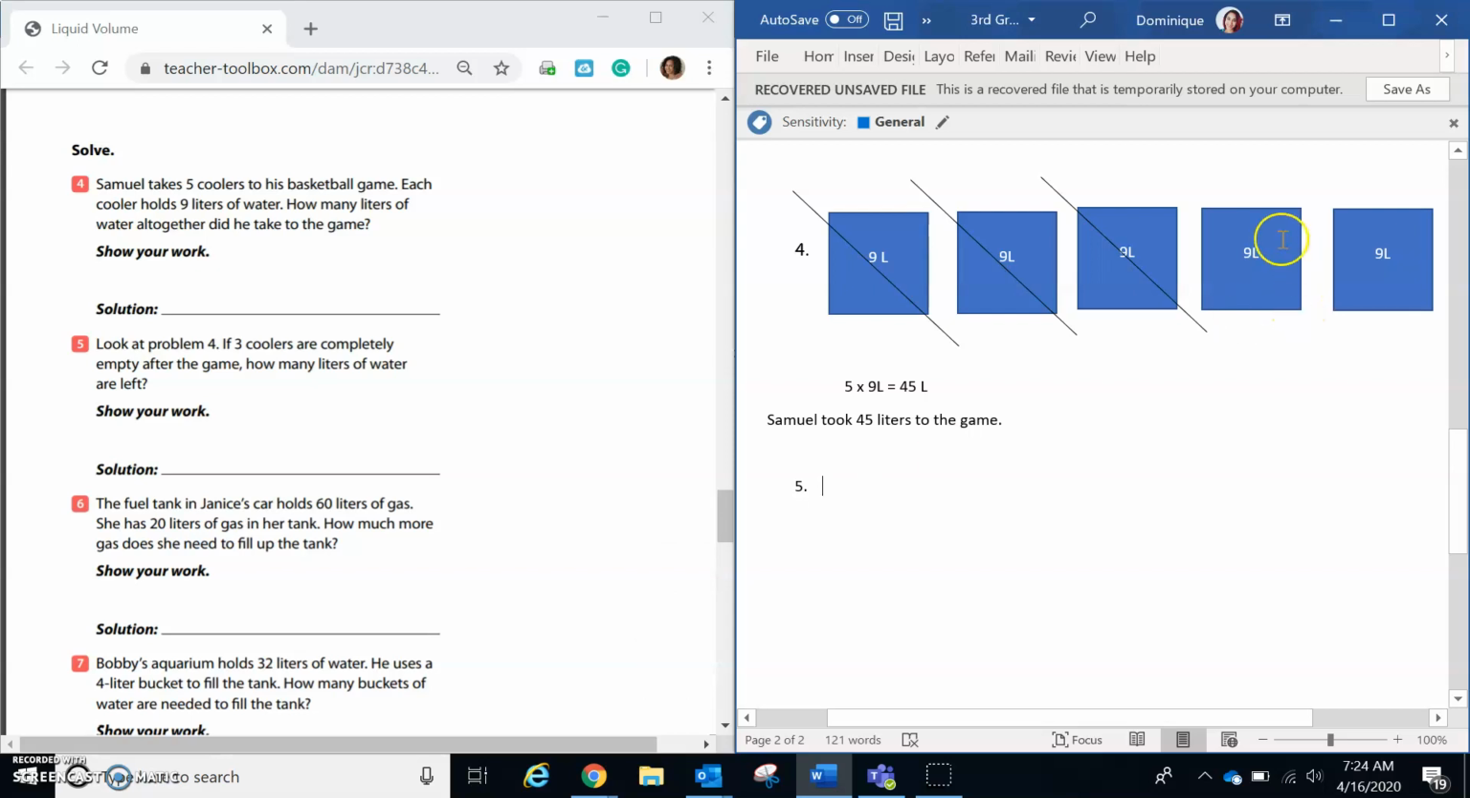Well, we can simply count. So we have 9 plus 9, or you could do 9 times the 2 coolers that we have left over, which would give us 18. 18 what, guys? Liters. And actually, we want to put this in a complete sentence. So there are 18 liters of water left over.